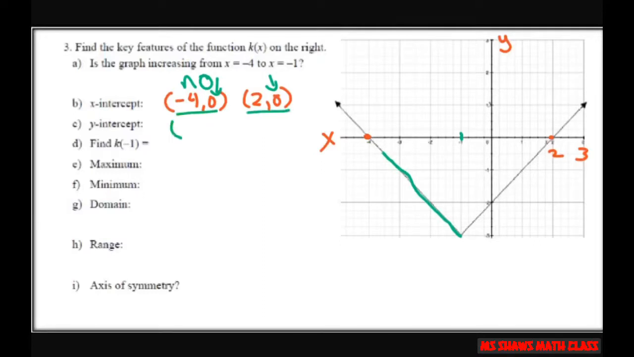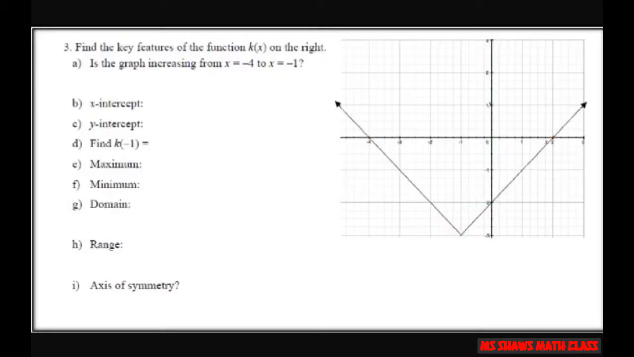So the y-intercept is when x is 0 and you find your y. So for the y-intercept, it's right here. This is at negative 2. That's where it's crossing this right here. So instead of y, you're going to write negative 2.